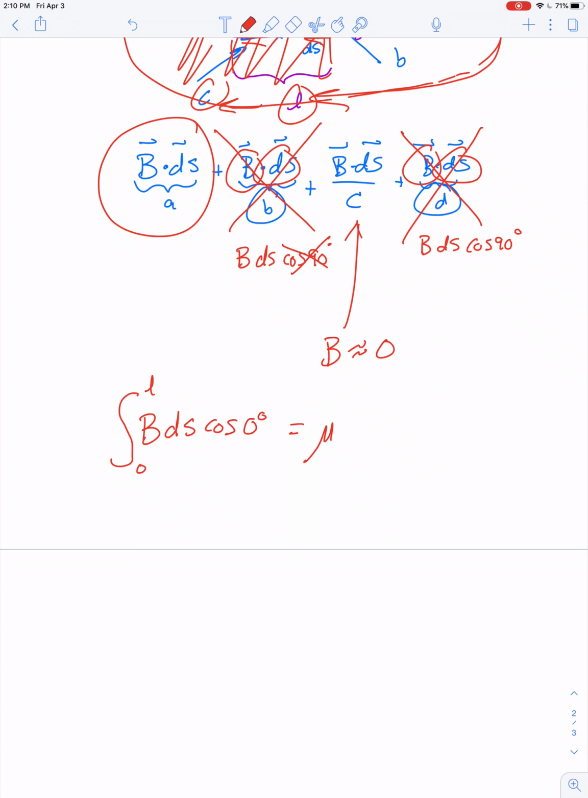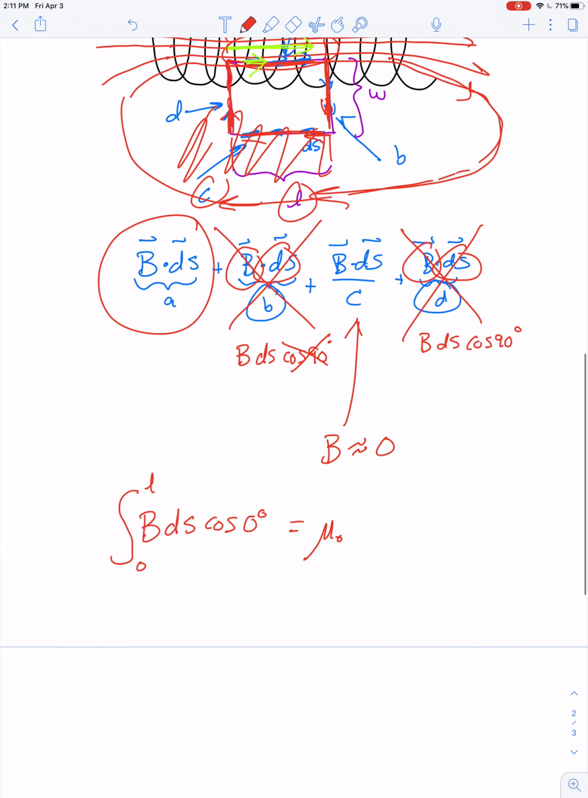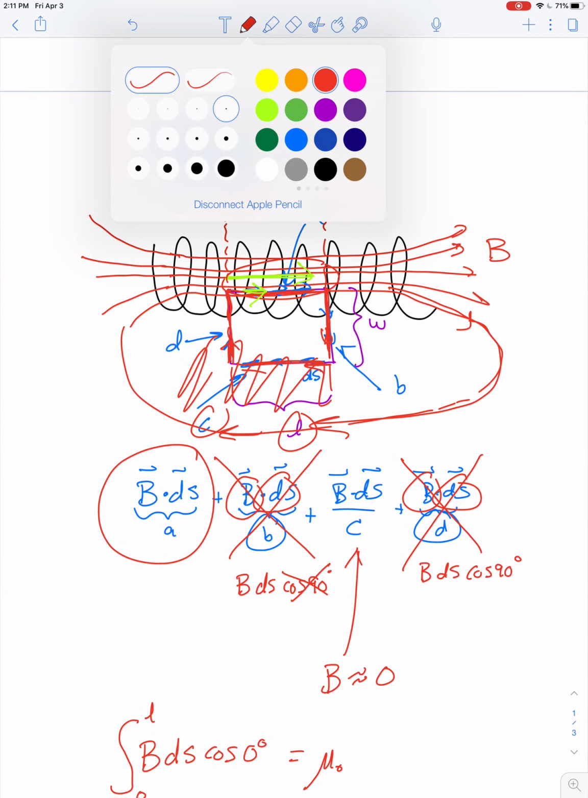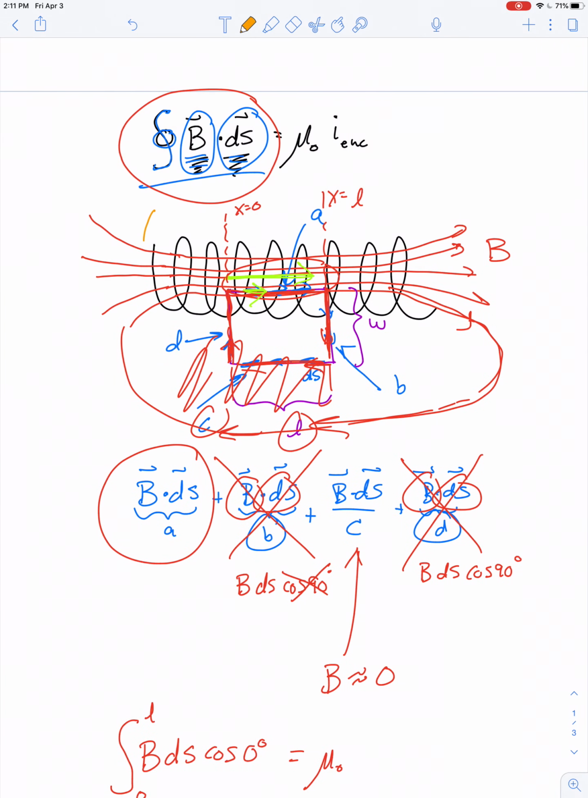And that's equal to mu naught times the amount of current enclosed. Now, how much current is enclosed? If we say there's a current I that flows through the solenoid, it flows down and into the page, and then up and out of the page, and then down and into the page, and up and out of the page. Okay, so here we go.